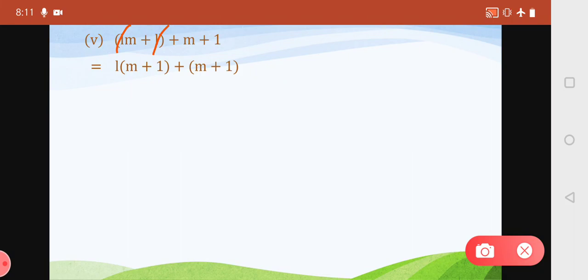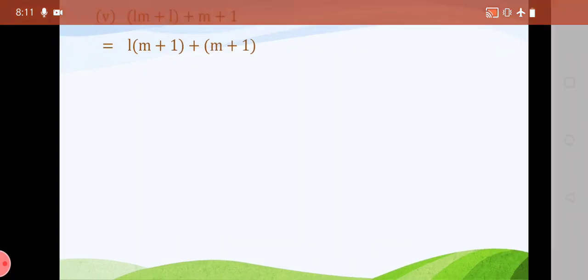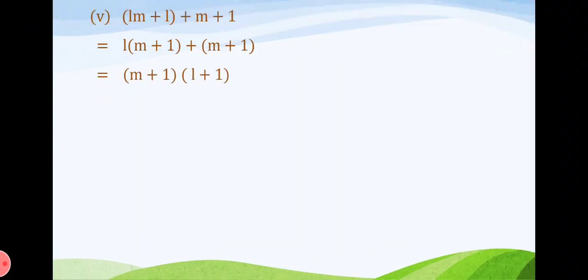Middle plus sign as it is, and from the second group you can see that nothing is common in m plus 1. So you can take out 1 as common. If you are not writing it, it still means 1, but it is better if you write 1 into m plus 1. Now you can see that again this m plus 1 is common in both the terms. So we will take it out as common, that is m plus 1, and the remaining L plus 1 in another bracket. So the factorization is m plus 1 into L plus 1.